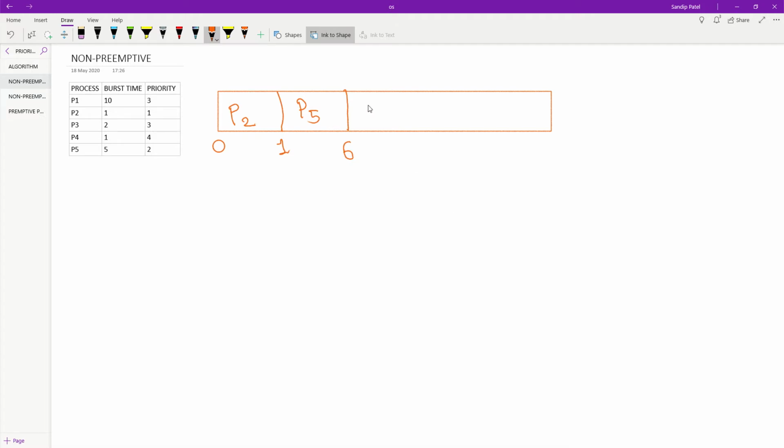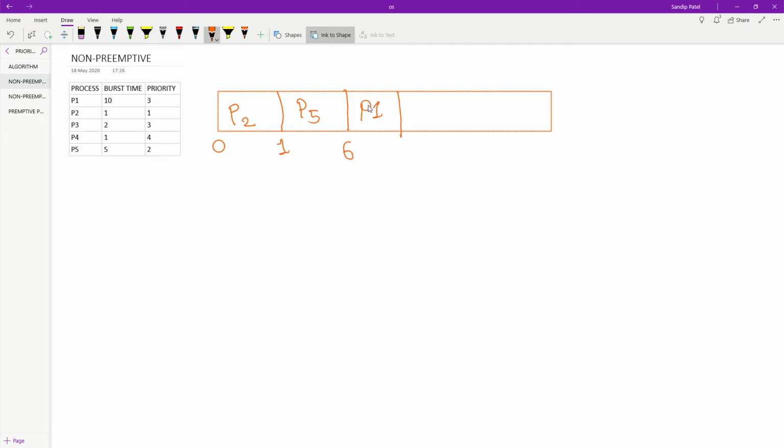Next, the next priority is 3. But here priority 3 is assigned to two processes, P3 and P1. So you can say this is a tie between the two processes. Our algorithm is priority, and the next selection is out of these two processes. Whenever there is a tie, always consider the first come first serve algorithm. The first process which comes is P1, then next comes P3, in the sequence in the ready queue. So we'll select P1 because it comes first, then P3. P1 requires how much burst time? That's 10.